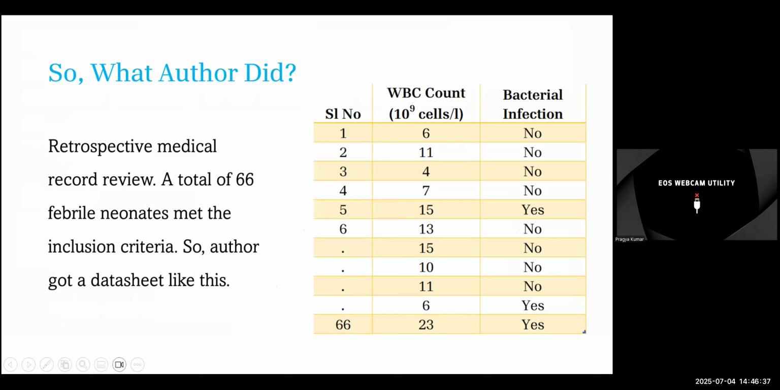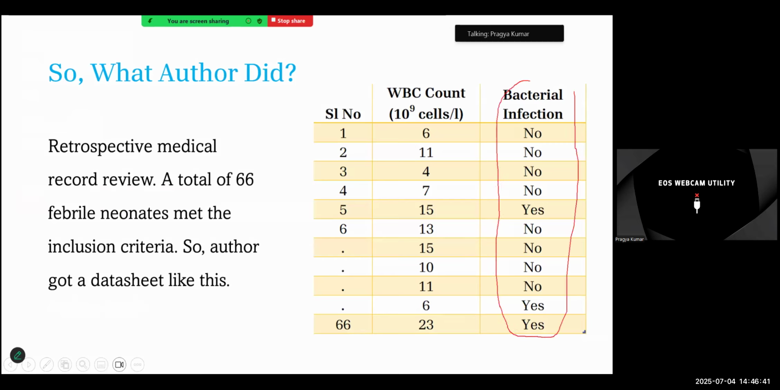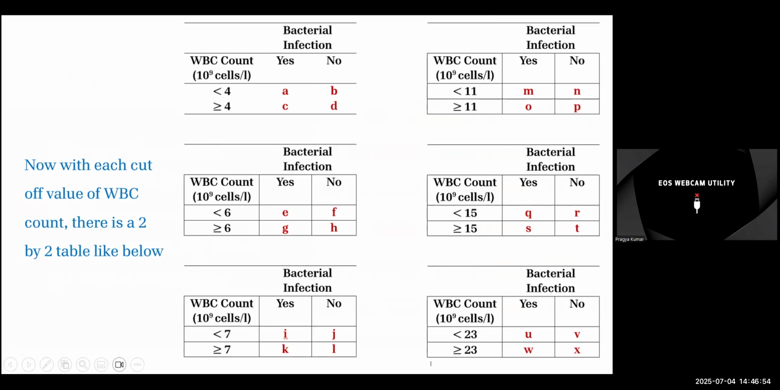So for this, whenever you do a ROC or the sensitivity and specificity, you should have a column where you should have an actual status of disease. So in this case, you can see, based on some gold standard, the person is having a status whether the disease is there or not there. And then for each cutoff, let's say he has decided for a cutoff of 4 WBC count, he will make a 2 by 2 table of having a cutoff less than 4 and more than equal to 4.